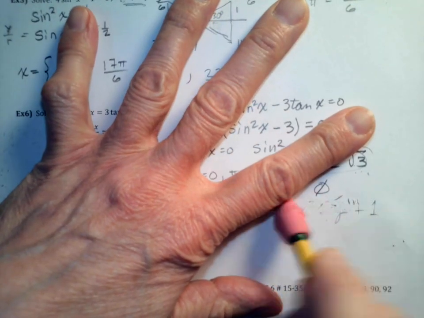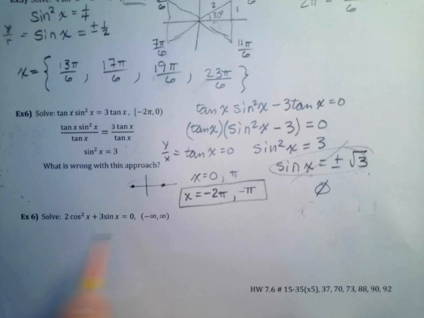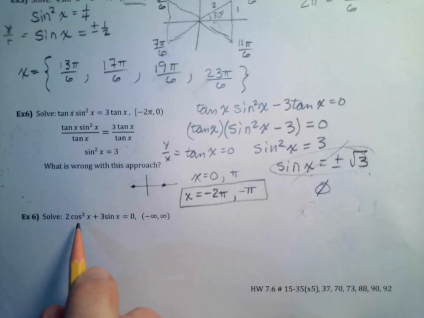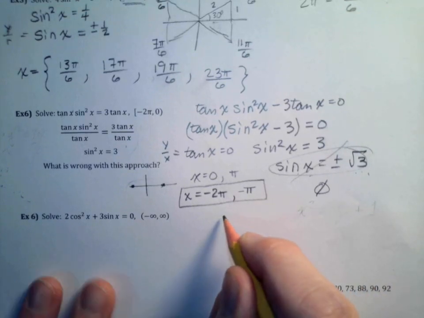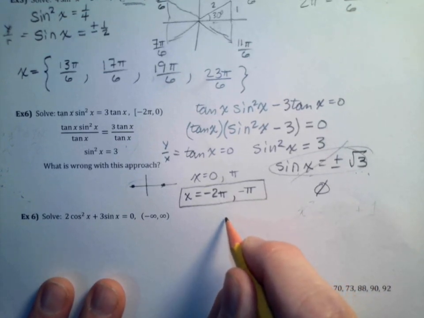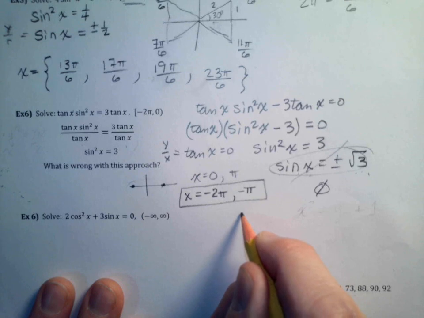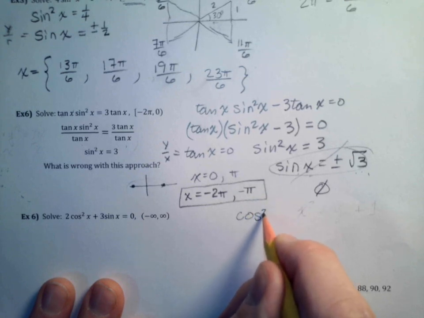So we have to use some sort of identity to be able to change one of these out. And so I think we have some identities for cosine squared. Remember that cosine squared x plus sine squared x equals 1. So instead I could think of that as cosine squared x.